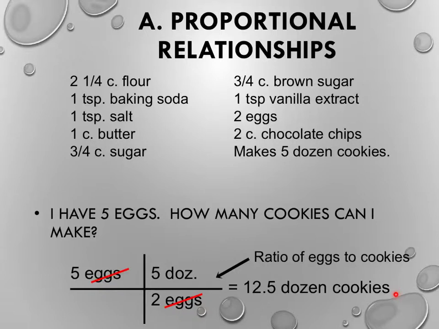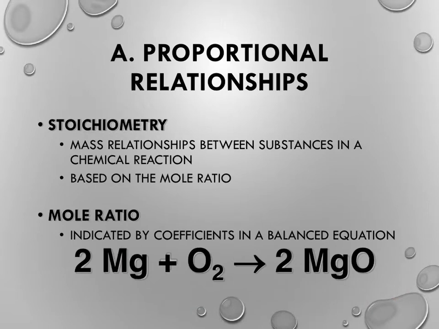Now this is basic ratio math, and if you're struggling with the idea of proportional relationships, it's definitely something that you should come in for tutoring for, and you can even go to tutoring with your math instructor for this as well. So proportional relationships with chemistry, stoichiometry is how we define the mass relationships between substances in a chemical reaction. And it's based on something called the mole ratio.